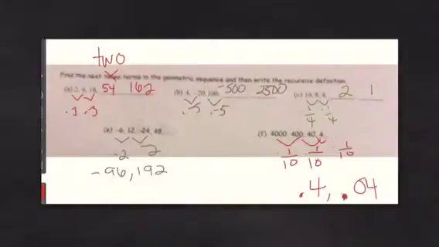And part F, you may have noticed, divide by 10, which again would be a multiply by 1 over 10. So the next 2 terms would be 0.4 and 0.04. Make sure you have all those answers.